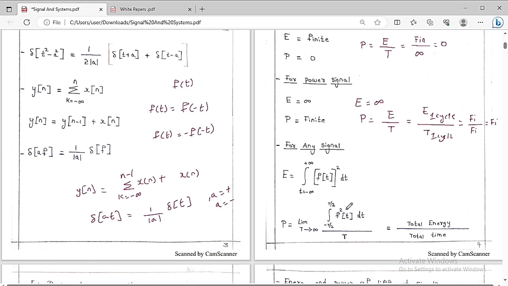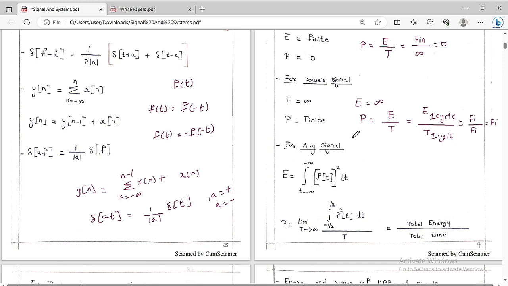Suppose f of t is a real valued signal, meaning there is no complex term like j, and also in the continuous time domain, I am going to give the expression of the energy as well as the power. Energy, the energy present in the signal f of t, is E equal to the integration from t equals minus infinity to plus infinity of f of t whole square dt, and the power present in the f of t signal is P equal to limit t tends to infinity, integration from minus t by 2 to t by 2 of f of t whole square dt by t. So it is equal to total energy by total time. These two important formulas you always have to keep in your mind.